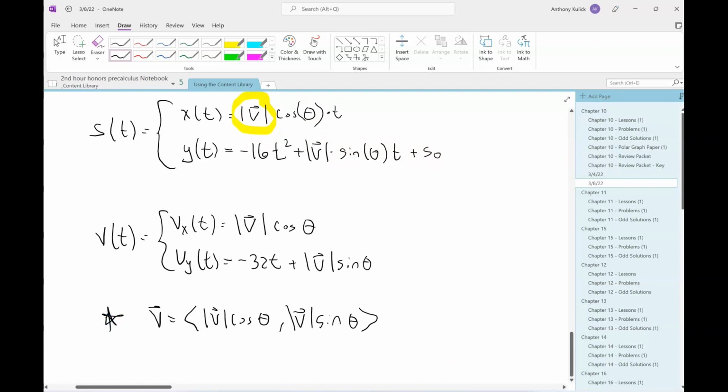All the rest of our variables mean the same things. So position is s, velocity is v, time is still t. So s naught is initial position. And then I guess we really should maybe call this magnitude of v naught, because those are our initial velocities. Maybe I'll put that on there.